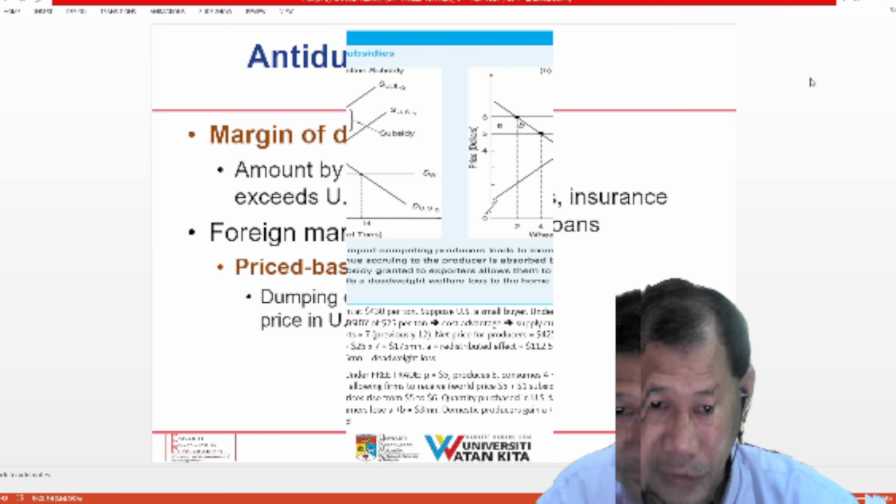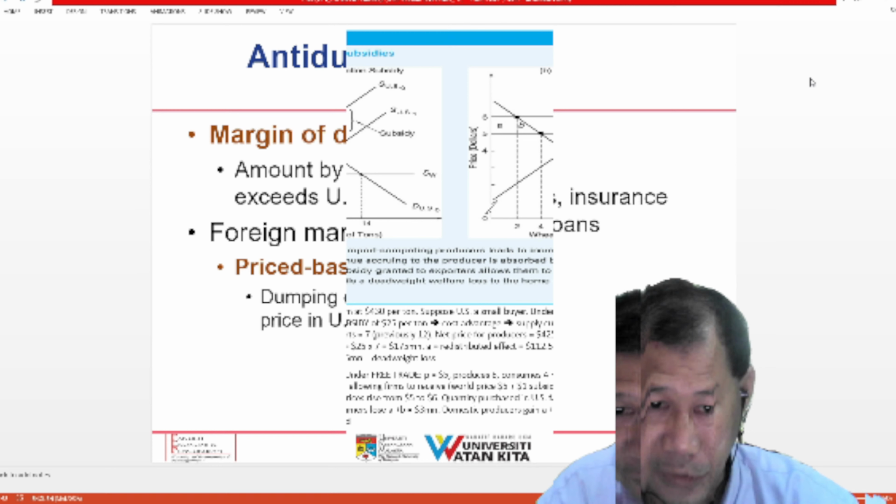So how do you calculate that? The margin of dumping is the amount by which the foreign market value exceeds the US price, because they dump to the US at a lower price compared with what they sell in the local markets. So it is the amount by which foreign market value exceeds that difference.